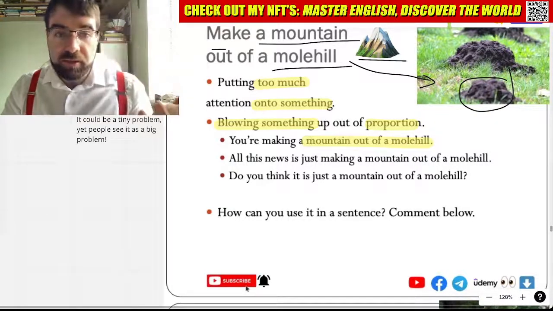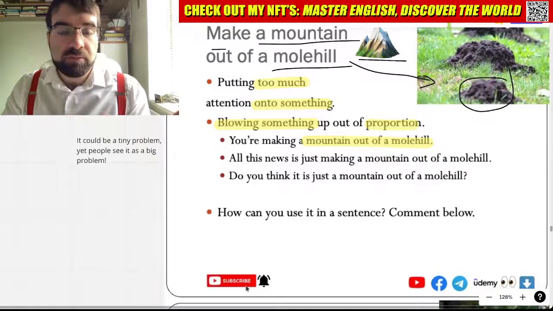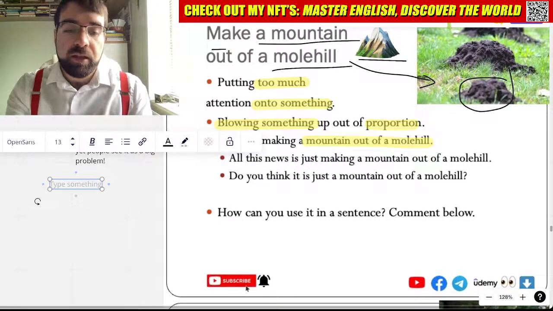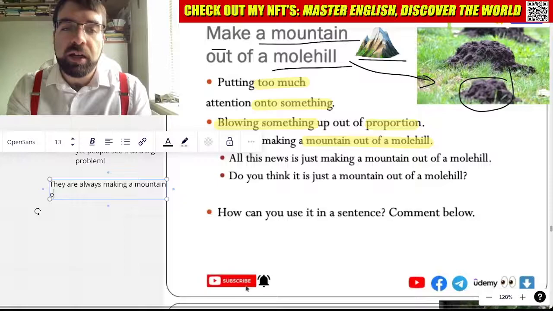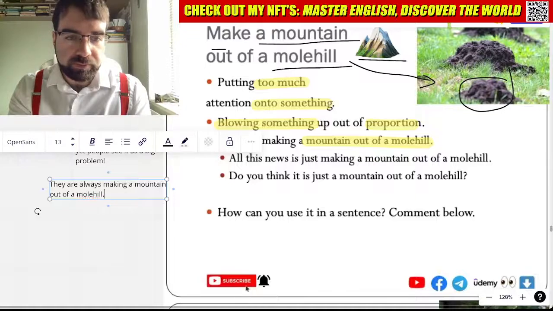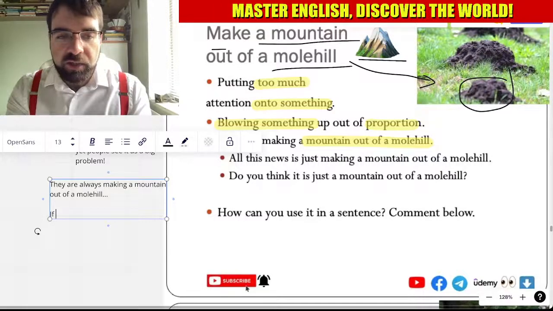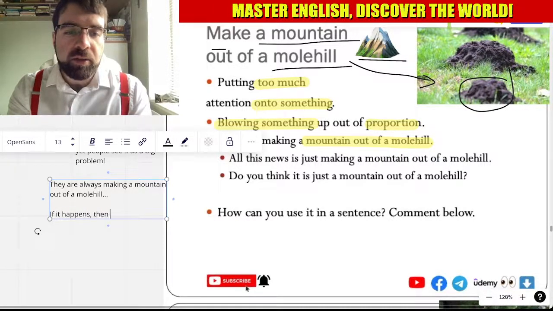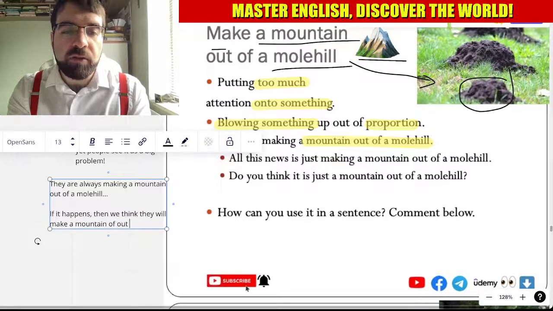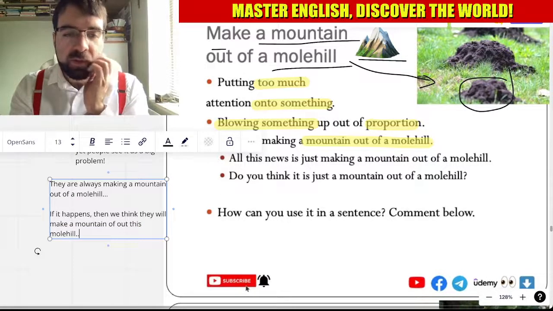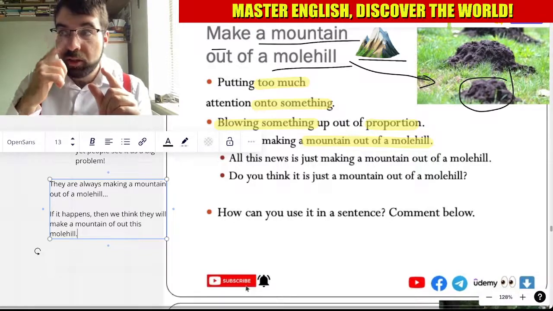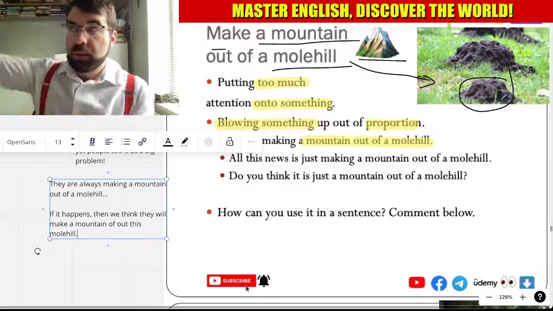The idiom itself can be used as a sentence. They are always making a mountain out of a molehill. Ooh, they always are. If it happens, then we think they will make a mountain out of this molehill. It's a small problem, but we know they'll blow it out of proportion into a mountain.